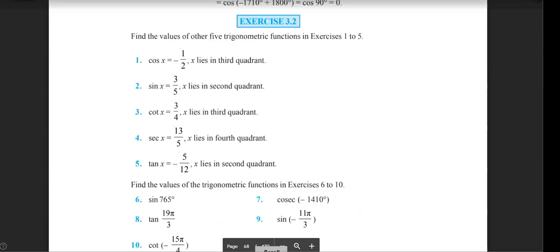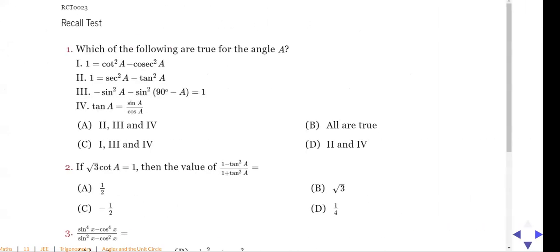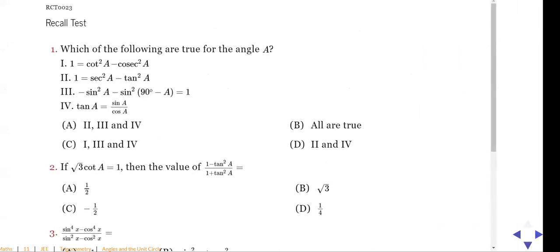So we have only 10 problems based on that. Only 10 problems. Can you do that? Bahut bachche wala hai. It will not even take 30 minutes. Theek hai? Okay. So let us have a very small quiz. Tell me, which of the following are true for angle A? Very small quiz. This is the identity that we have already studied.